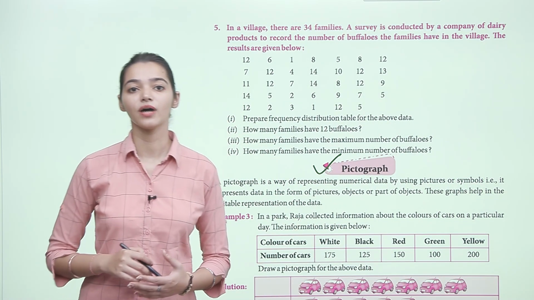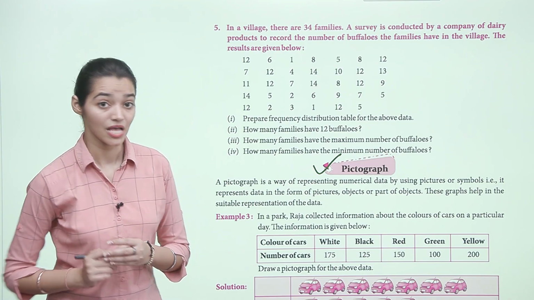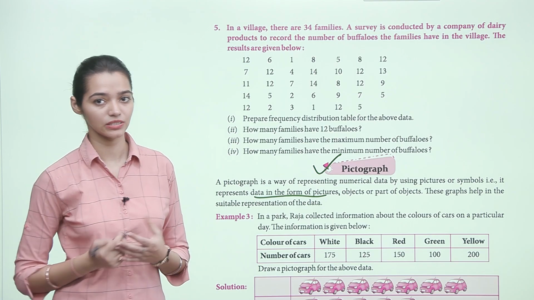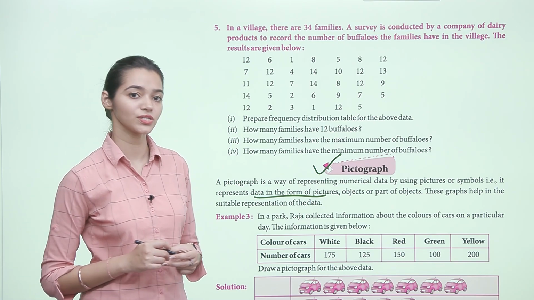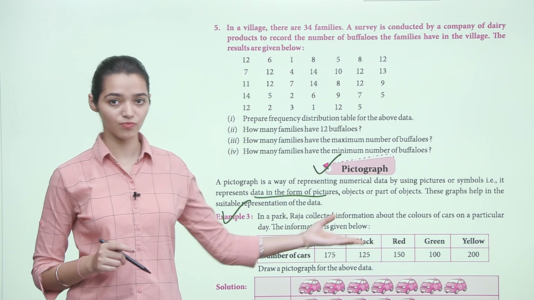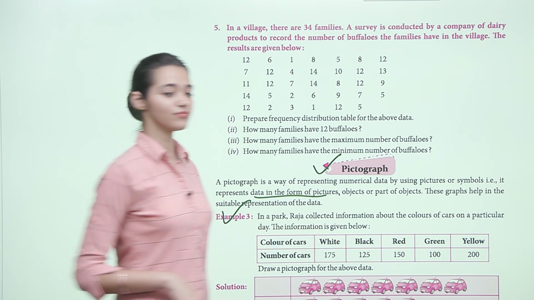Now let's start with the pictograph. A pictograph is a way of representing numerical data by using pictures or symbols. That is, we can represent data in the form of pictures, objects or parts of objects. These graphs help us in the suitable representation of data. For example, in a park, Raja collected information about the colors of cars, and this is the information. We have to draw a pictograph.